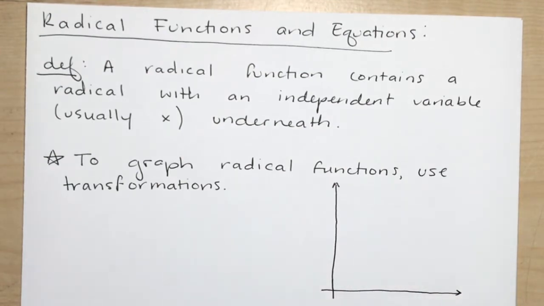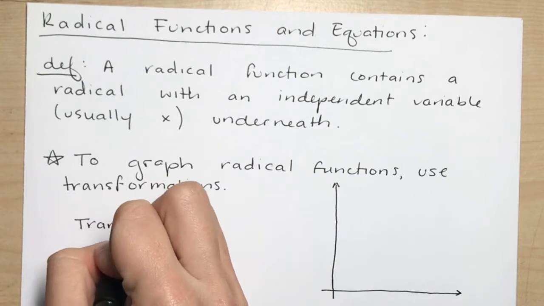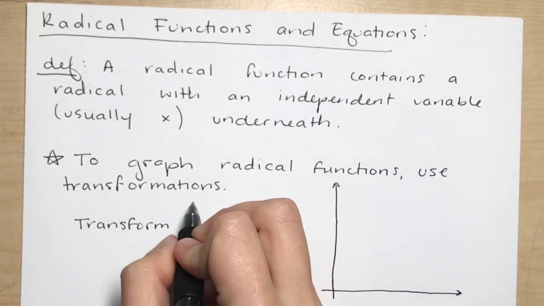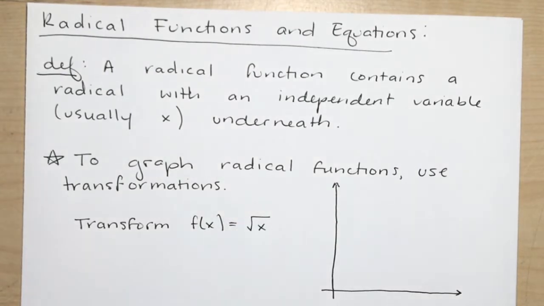So let's talk about what that base function would look like. Remember, with transformations, we always had something that we started with, whether it was given to us or something that we needed to remember, and then we would use the transformations on it. So with square root, we transform the base function f of x equals the square root of x. So what does that look like? Well, at every x value, we're taking the square root of x. So 0, what's the square root of 0? 0, right? So we have the point (0, 0).